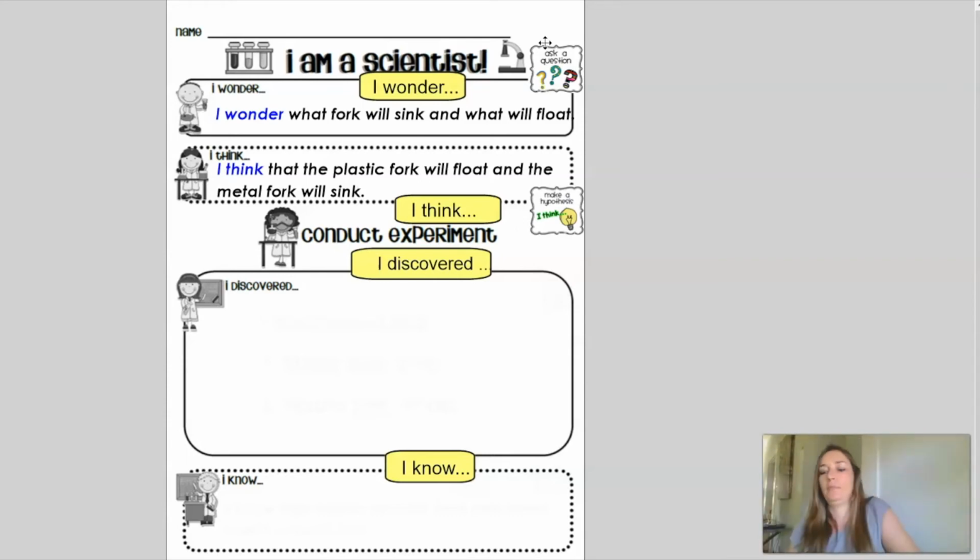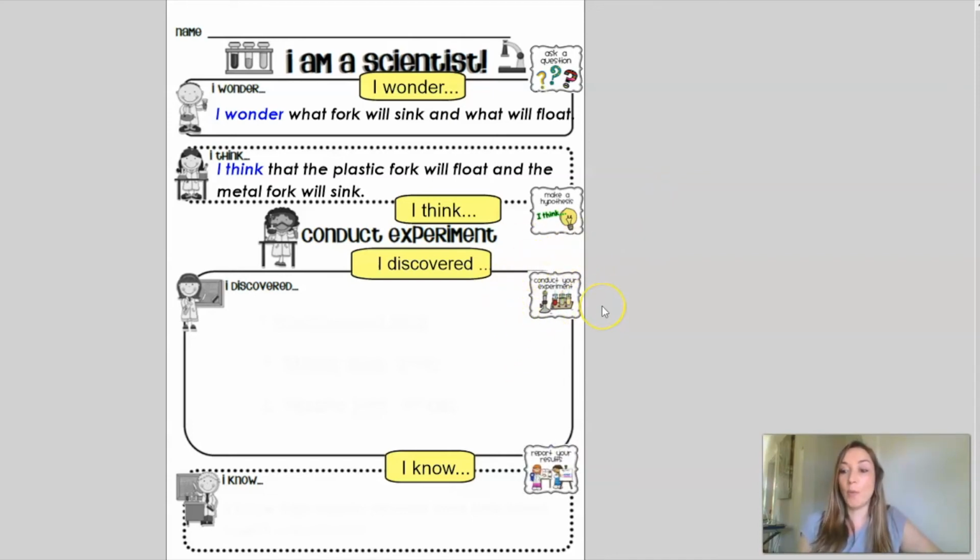Okay? So let's see. What is step number 3? I've asked the question, I made a hypothesis, and now I need to conduct the experiment. That's the best part. I've prepared my water here. I'm just going to hold it. And I'm going to start with my metal fork. Remember that in my prediction, I said that my metal fork is going to sink.